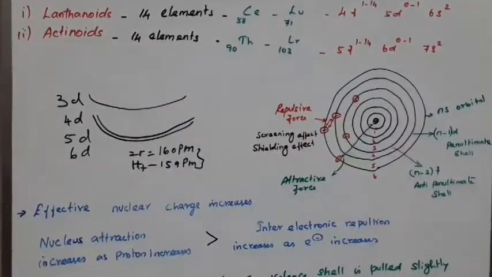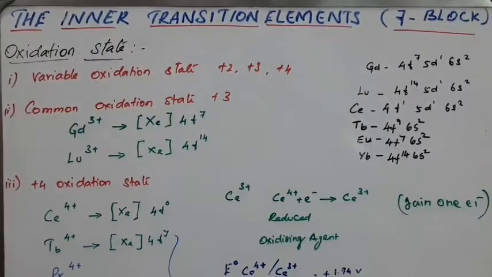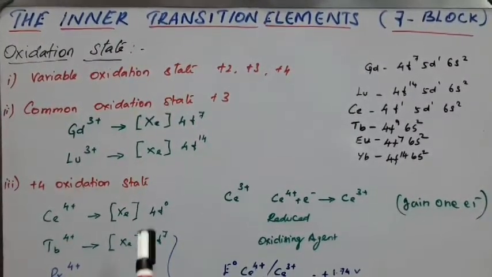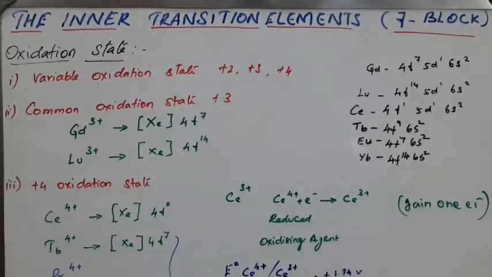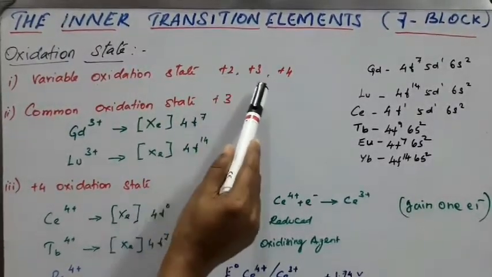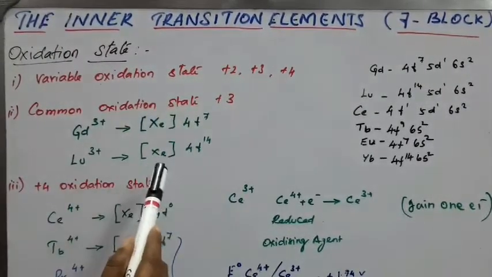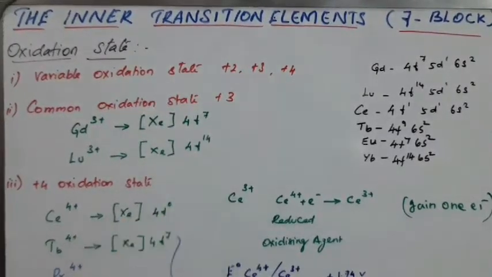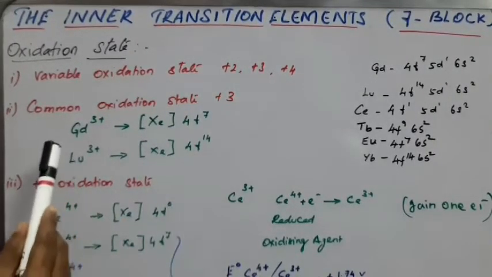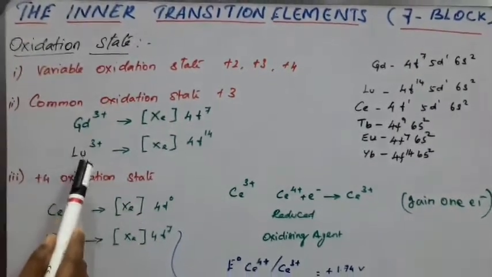Okay, next, oxidation state. So these inner transition elements, F block elements also, show variable oxidation states. The oxidation states are +2, +3 and +4. But in the lanthanide series, the common oxidation state is the +3 oxidation state. For example, in this lanthanide series, gadolinium and lutetium.